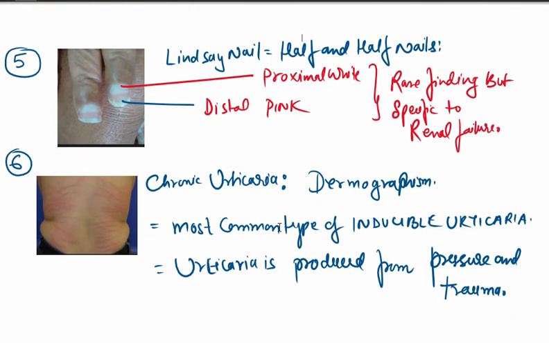Okay, next one. So what is this? This is the half and half nail. The distal half of the nail is more pinkish, and the proximal is whitish. This is known as Lindsay nail or half and half nail. It is a rare finding but very specific to renal failure.